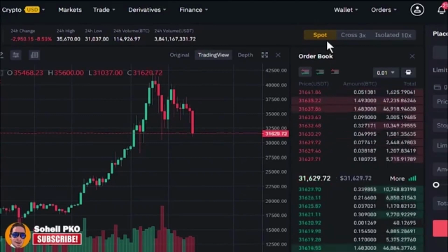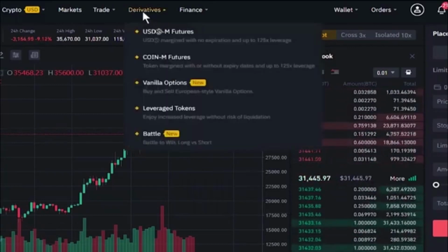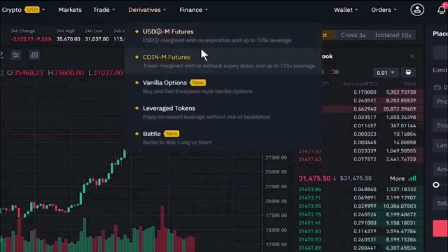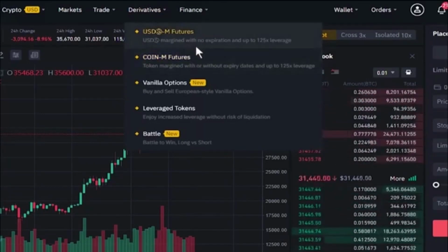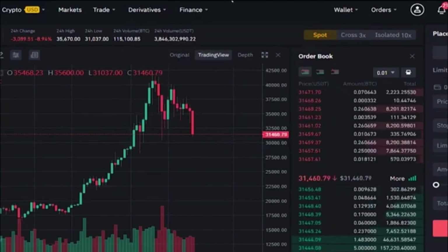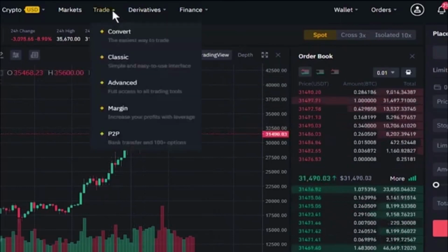But in the futures market, you can make profit in both ways, whether the Bitcoin price rises or falls. Here in the menu bar, you can access the Binance Futures trading platform, which is not the subject of this video, and in a separate video I'll explain it if you're interested. Another option that is related to trading, whether spot or futures, is margin trading, which at the start of the video I mentioned here in the trade menu.